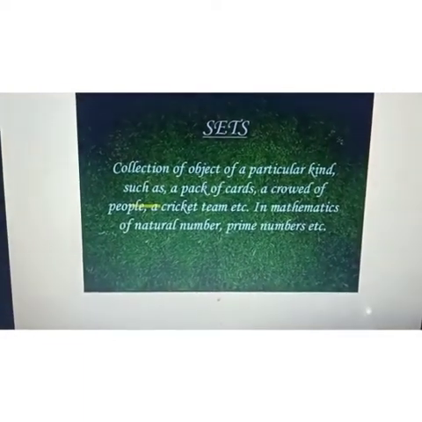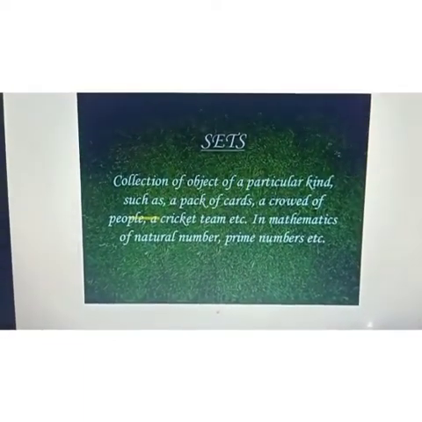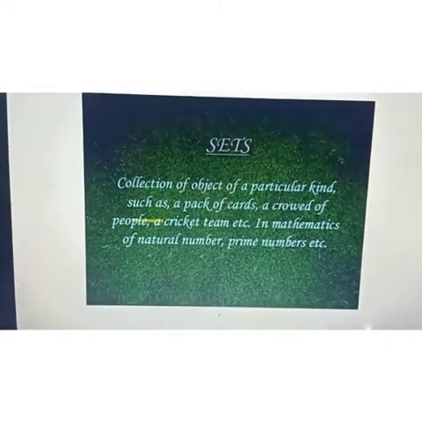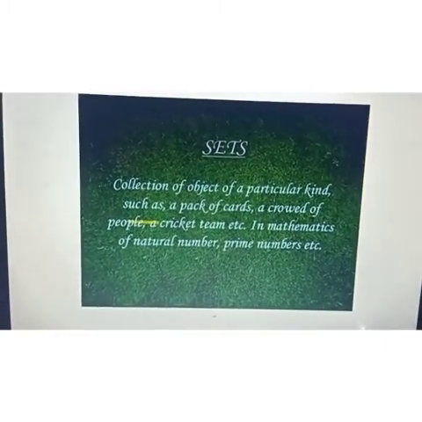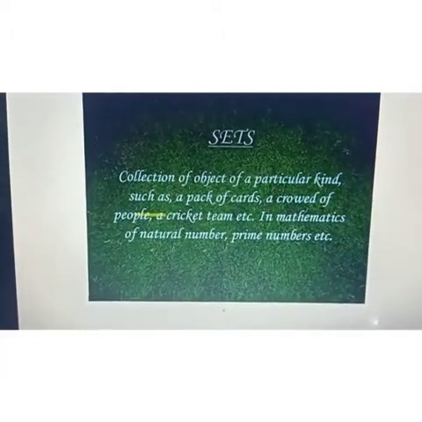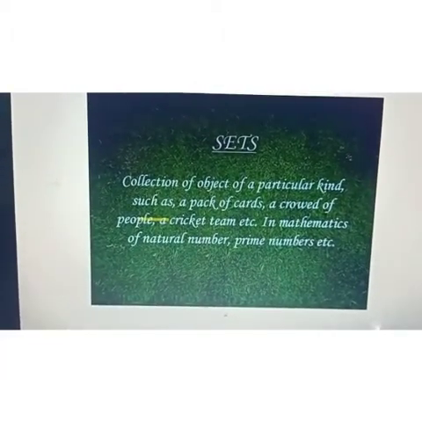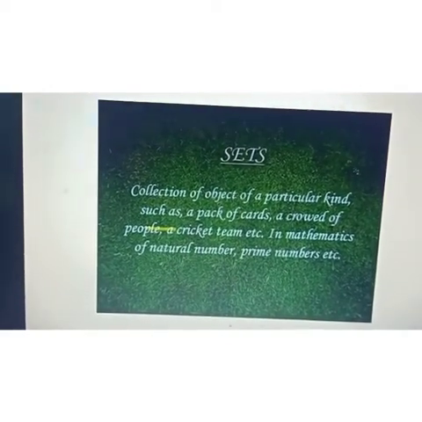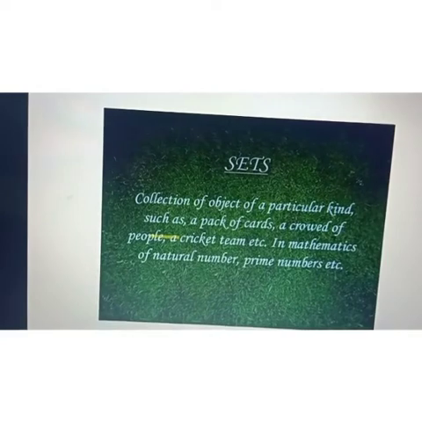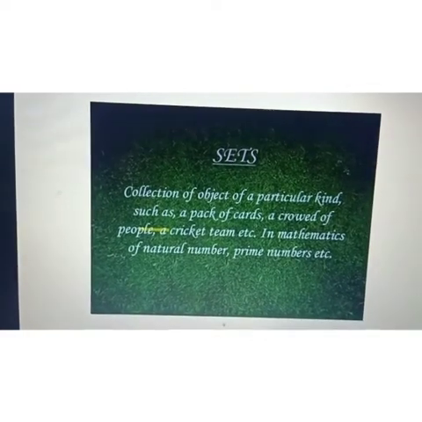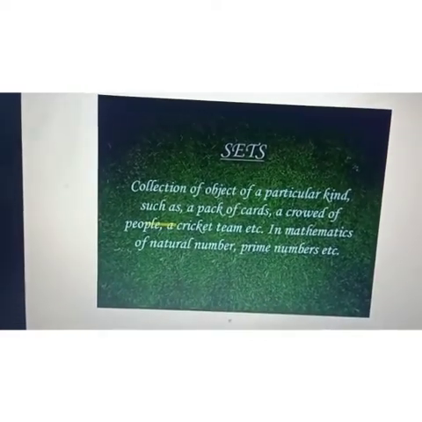Now, how can we define sets? Sets are nothing but a collection of objects of a particular kind, right? It is nothing but a well-defined collection of objects. Let's take an example, a pack of cards. Everyone knows that there are 52 cards, right? The 52 cards are fixed, and in the 52 cards, 4 suits are there. As we all know, 2 colors are there, red and black: heart, diamond, club, spade. These are the 4 categories included in the cards. So these are fixed, right?